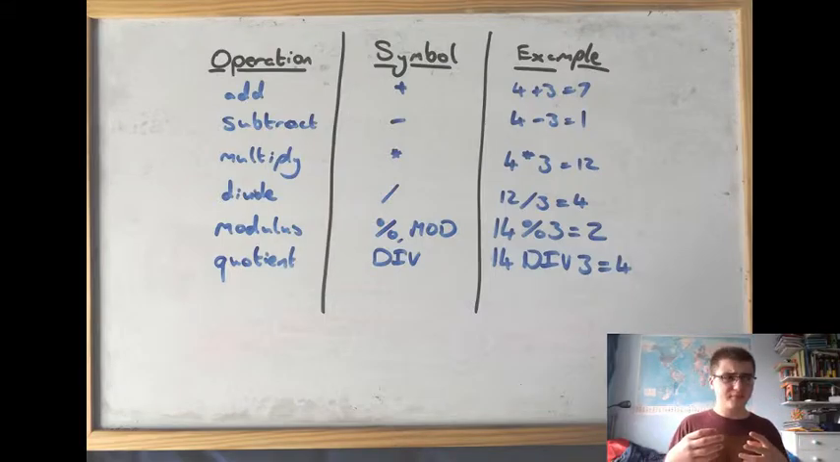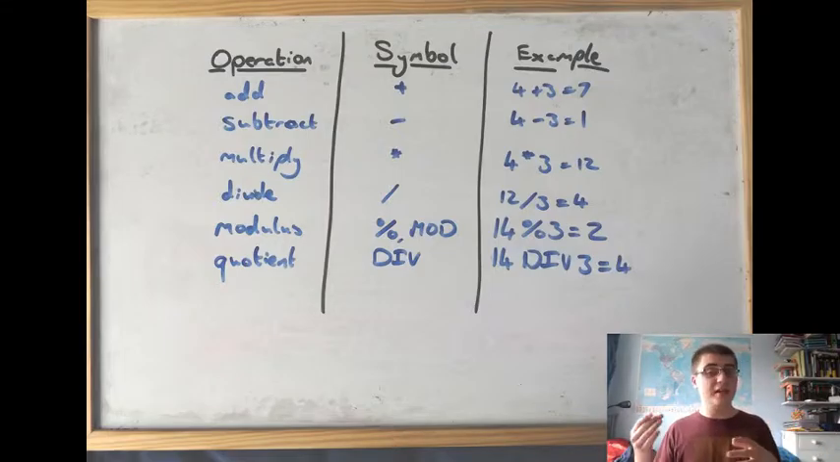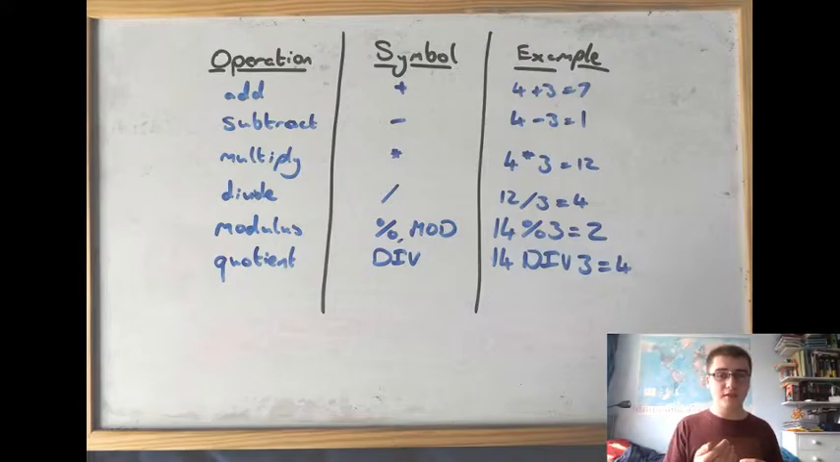So a basic way to sum this up is that multiplying 4 by 3 gives you 12, but then adding the result of the modulus of 14 and 3 gives you 14. So 14 divided by 3 is 4 remainder 2, so it can be split into modulus and quotient.